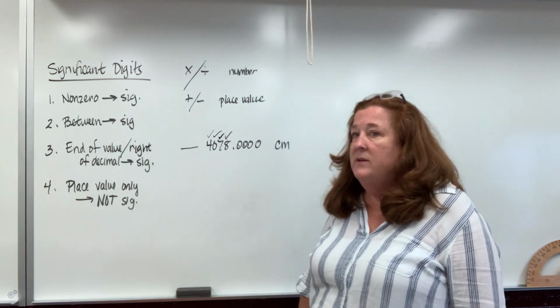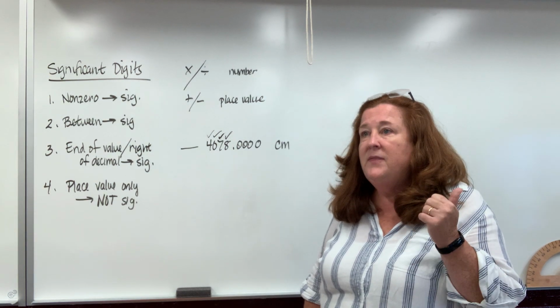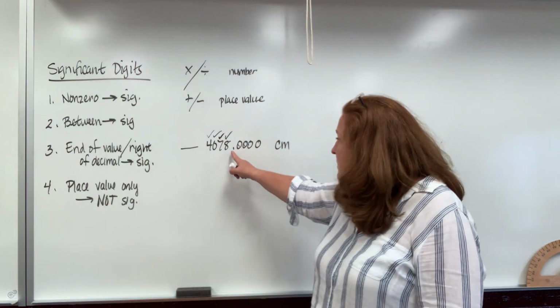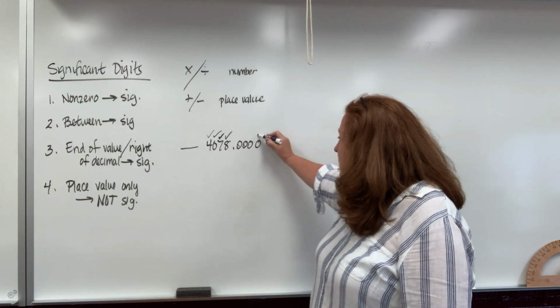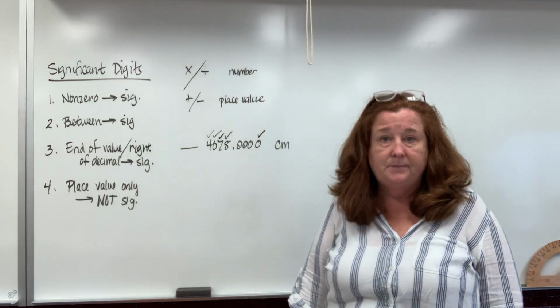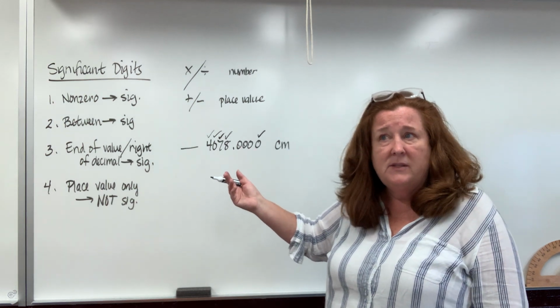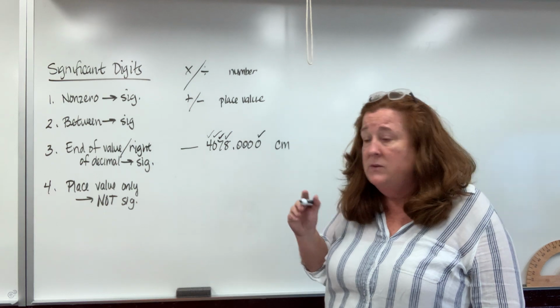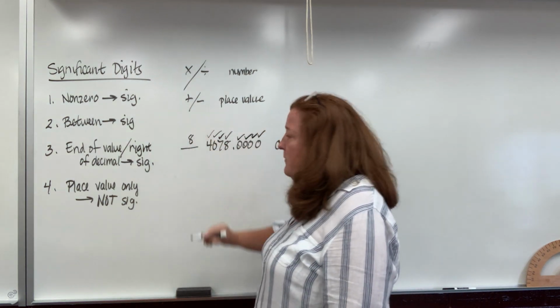The third rule says, and this says two things it has to meet in order for it to be significant: at the end of the number, or the end of the value, to the right of the decimal. So here's the decimal. To the right, at the end, that 0 is significant. Well, now we got to go back, because the second rule said that if you were between, and it doesn't matter how many zeros are between, they're significant. So 1 and 2 and 3, so that has 8 significant digits.